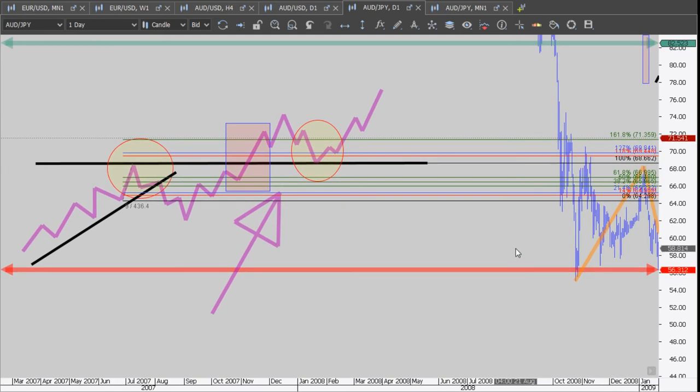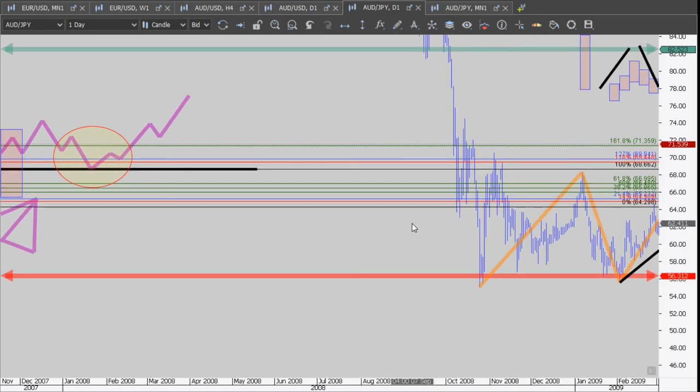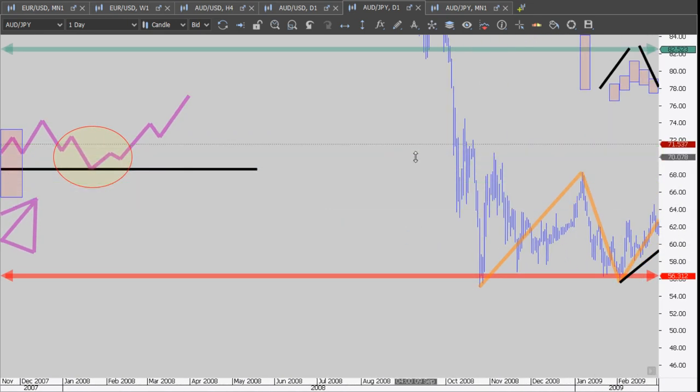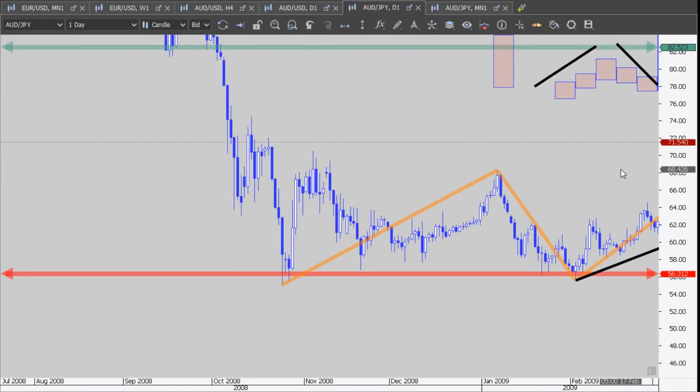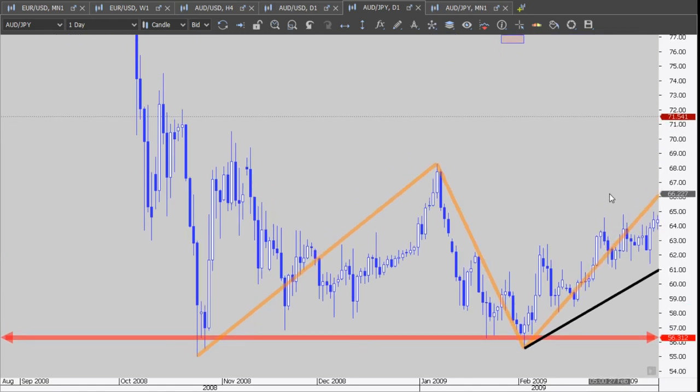Okay, let's go back to the chart. I'm going to delete the... And again, everybody, you can reject this knowledge, no problem. You don't need to accept everything and anything that we are teaching you.